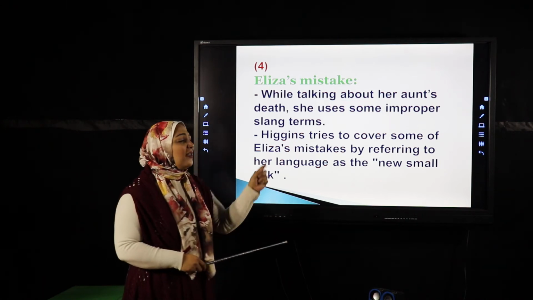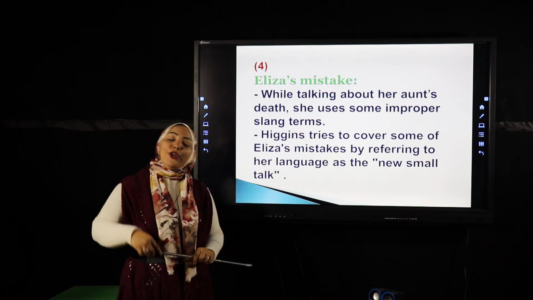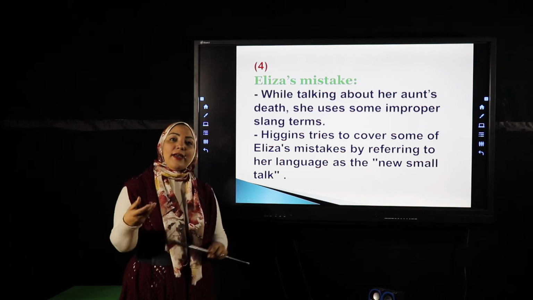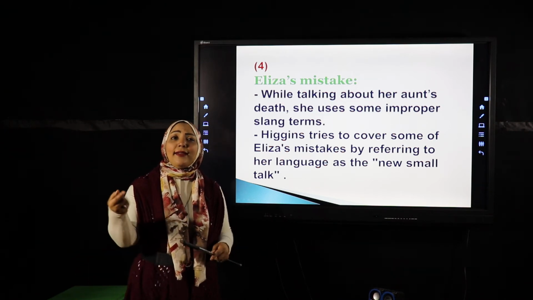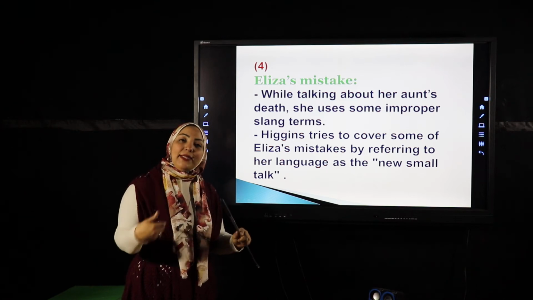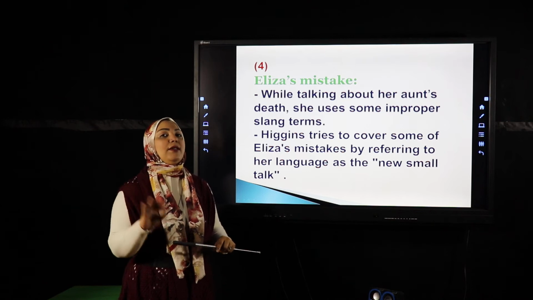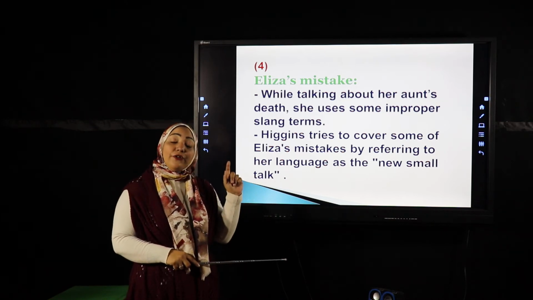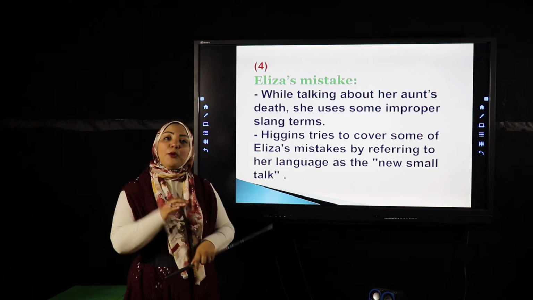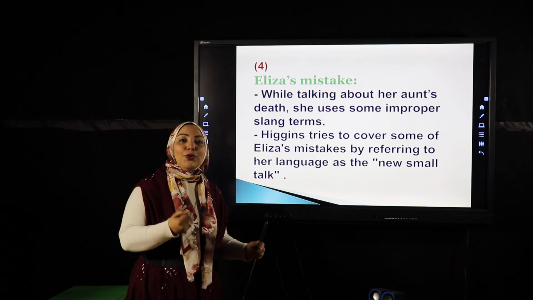He said that this is just the new small talk. You know that every generation has a kind of informal and casual way of talking. He said that Eliza is adapting this new small talk. Fine. He didn't confess that this is a mistake. Then Professor Higgins signaled to Eliza that it was time to leave. This is enough. And Eliza started to leave.